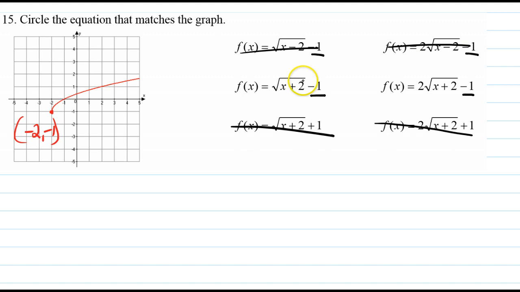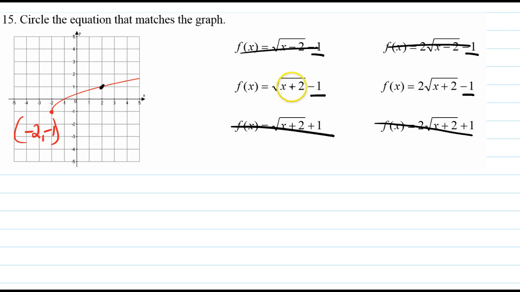-2 plus 2 is 0, so that works. -2 plus 2 is 0, so that works. So now we have these two equations that work. So now we got to find another valid point that will work. So what I would do is I would pick another point on the graph and plug it in to see if it works. So we're going to take x equals 2 and plug it in.